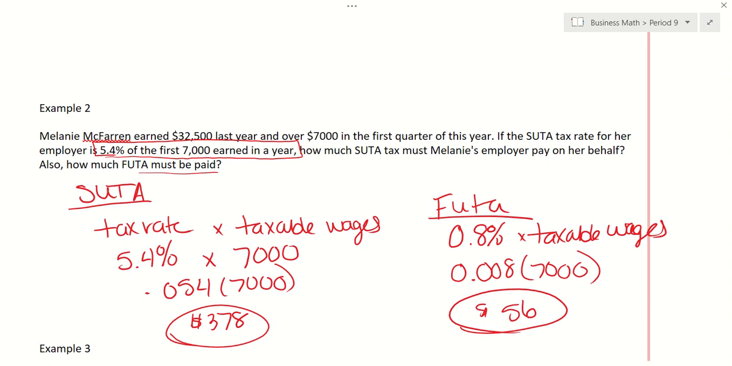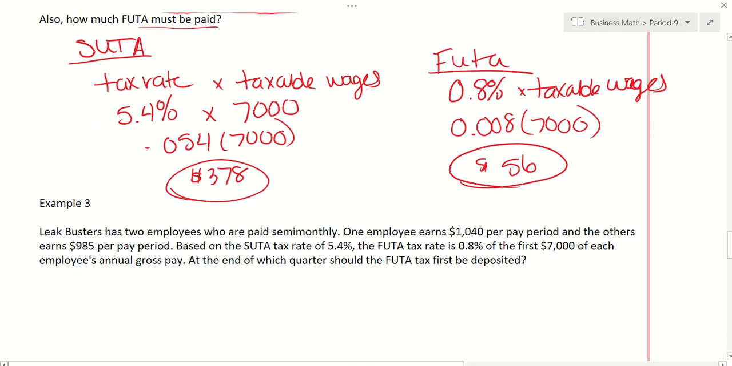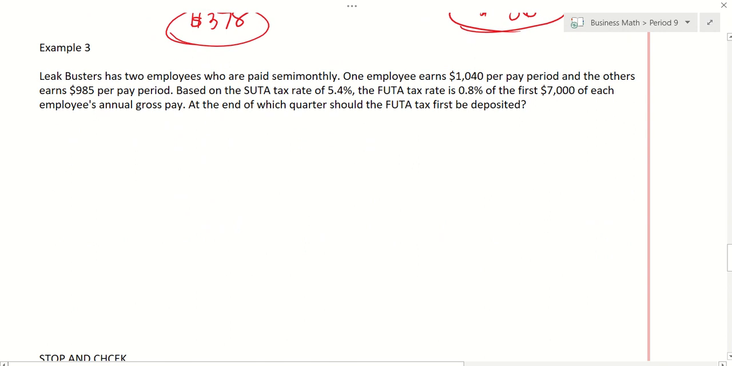Okay, example 3 is a little more detailed. So make sure you're zoomed in because you need a lot of space to write on this one. So we have Leak Busters, and they have 2 employees who are paid semi-monthly. Semi-monthly means twice a month or 24 paychecks. One employee earns $1,040 per pay period. The other one earns $985 per pay period.